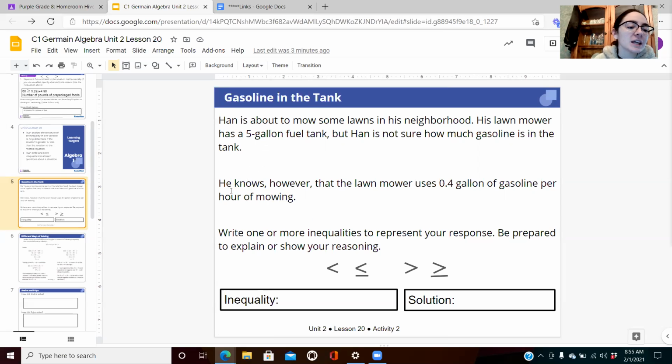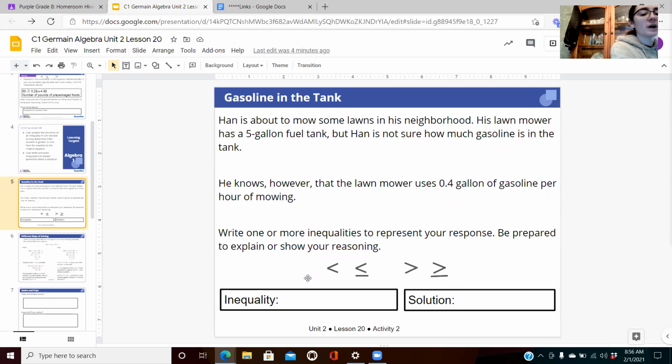So he knows, however, that the lawnmower uses 0.4 gallons of gasoline per hour of mowing. Okay, it uses 0.4 gallons. So think about what that idea of it using gasoline might look like if you were writing about a rate of change. Write one or more inequalities to represent your response. So we're trying to figure out how many hours he can mow his lawn for. We're creating an inequality for the number of hours he can mow his lawn for.